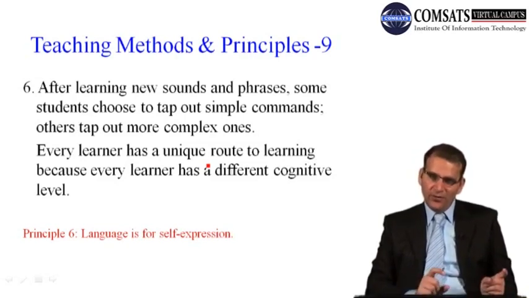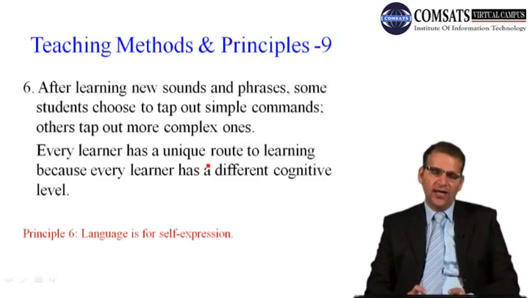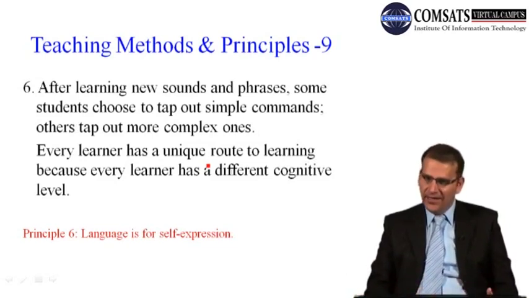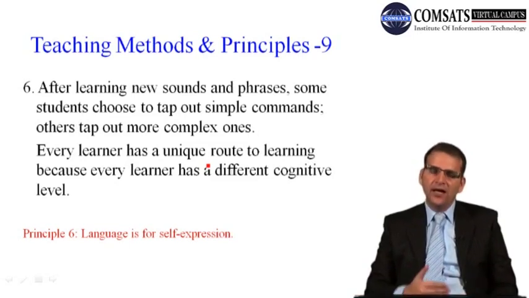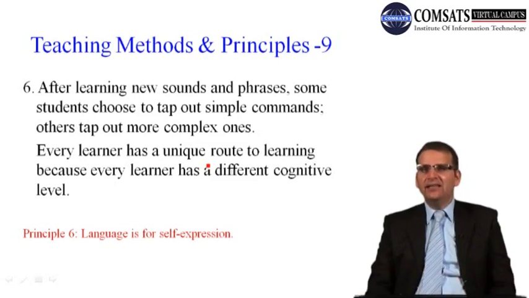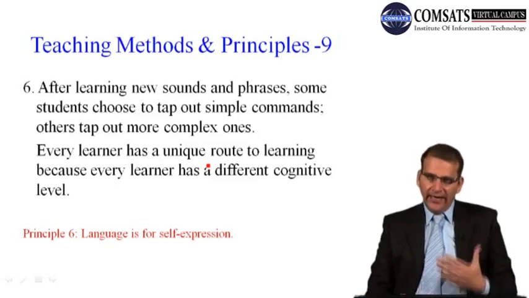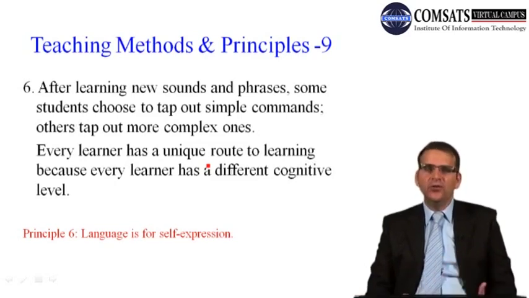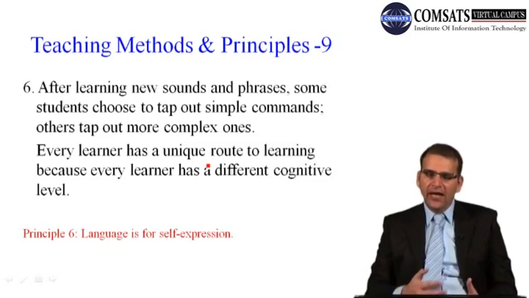Then, one takes a red rod and Ali takes a black rod. Clear? So, every learner, of course, varies in the pace of learning. Again, every learner has a unique route to learning because every learner has a different cognitive level.